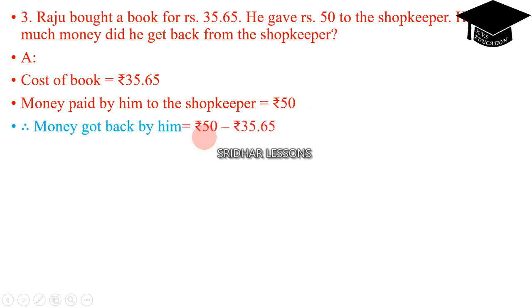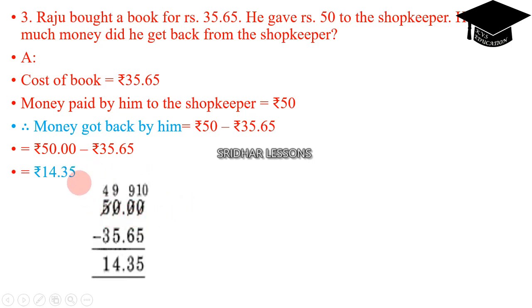So what we have to do? We have to go for the subtraction. 50 minus 35.65 is equal to 14.35. 50 can be written as 50.00 and 35.65. Okay. So the resultant is 14.35. See the result.